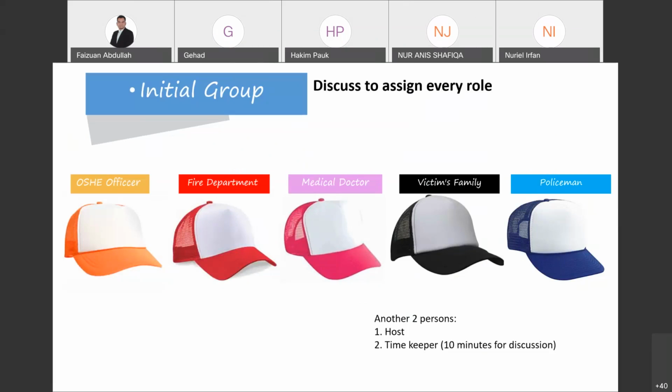For the sampling and sample preservation process for the dead body that is found in the hospital, what you should consider? You should consider the safety aspect at the ward and so on. OSH officer is about safety for the work environment. And fire department, you should consider what caused the fire to start. Is it arson, meaning somebody burned the hospital, or is it accidentally burned? As a medical doctor, what you should consider to take the sample, right?